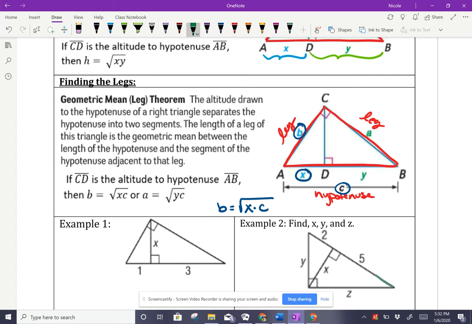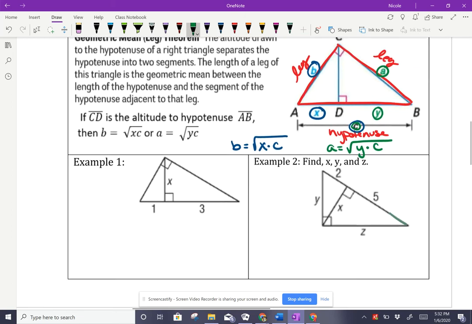Now we're going to do something similar for A. We're going to use Y, which is adjacent to A, and we're going to use C again. So A is equal to the geometric mean of Y times C. And then we'll simplify. So let's see this in practice.